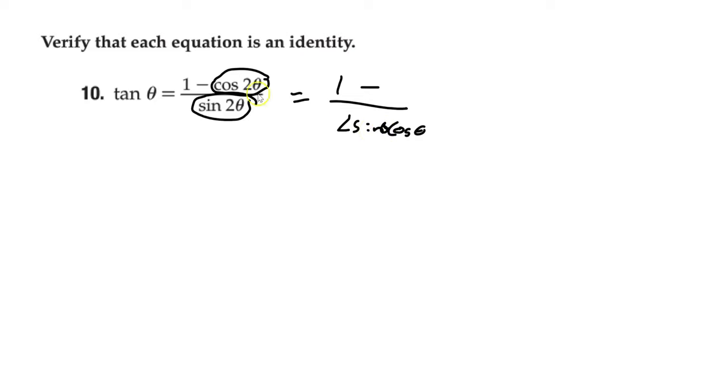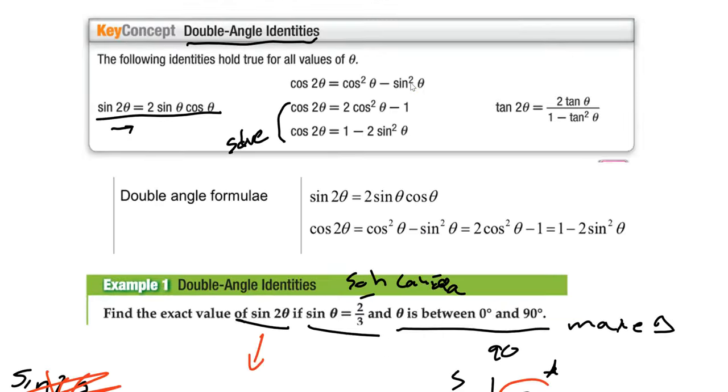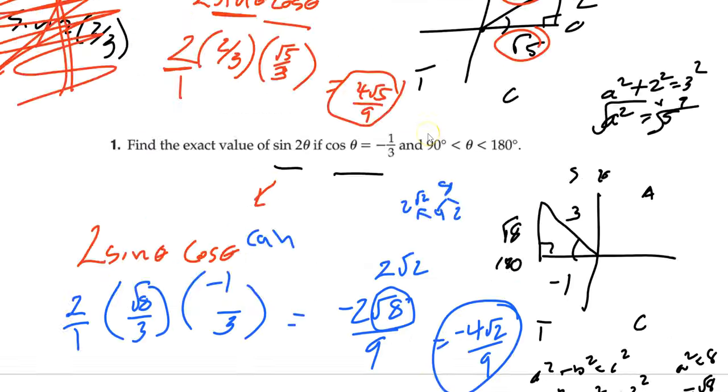Now, cosine 2 theta is actually a hard one because there's three things, right? It could be cosine squared minus sine squared. It could be 2 cosine squared minus 1. It could be 1 minus 2 sine squared.